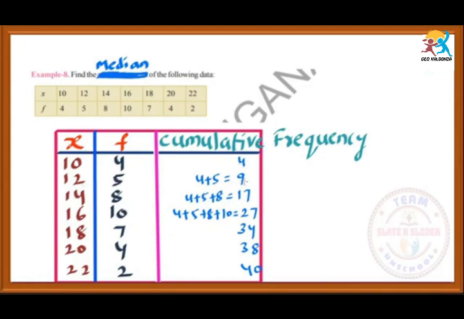we got 9. What is this 9? The number of students who got marks less than or equal to 12. So that is 9. Less than or equal to 12 includes the students who got 10 marks also. So these 4 and the next 5 should be added. That's why we got 9.